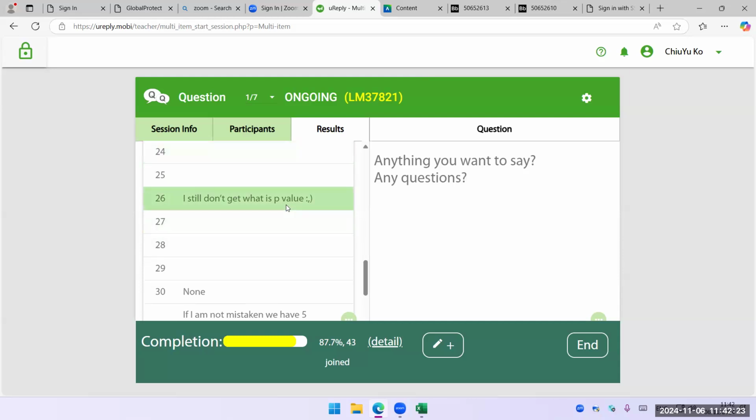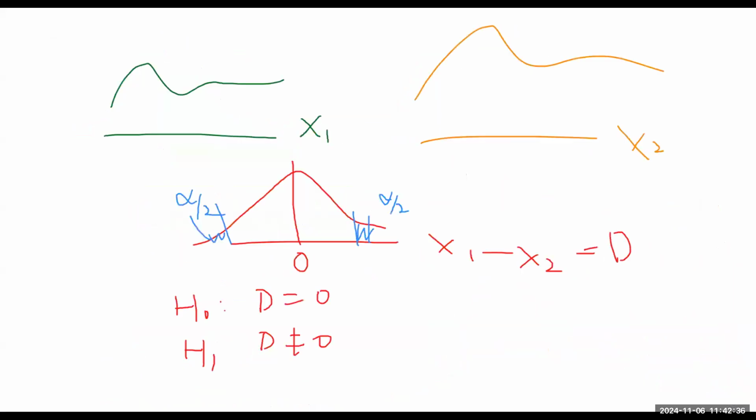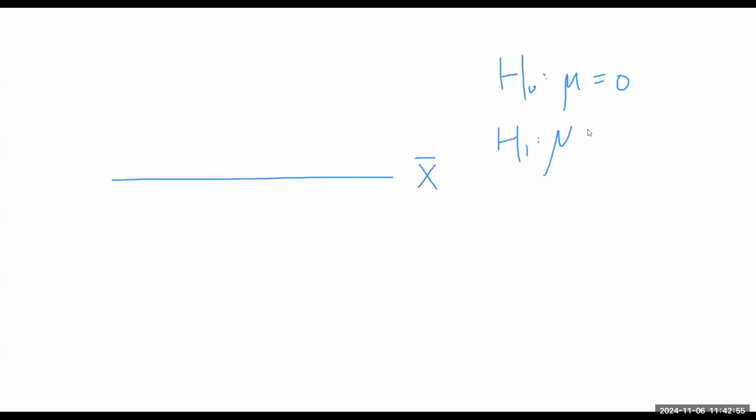The p-value, okay, let me talk about the p-value again. Someone asked about this one, so I'll try to explain a little bit. I use a two-tail idea to explain the p-value. Remember, suppose I have the X bar, and a very simple case, the null hypothesis mu equal to 0, and the alternative H1 mu not equal to 0.